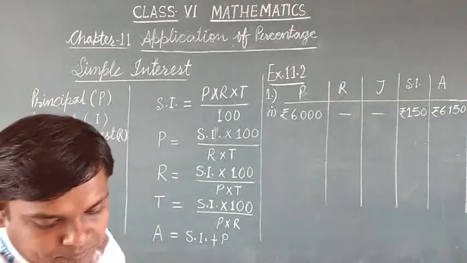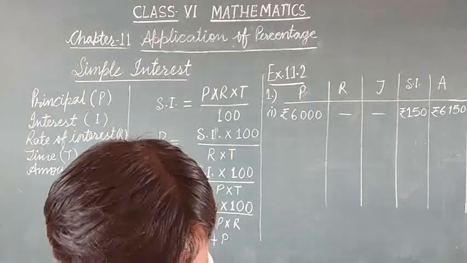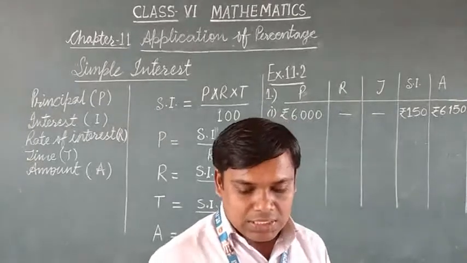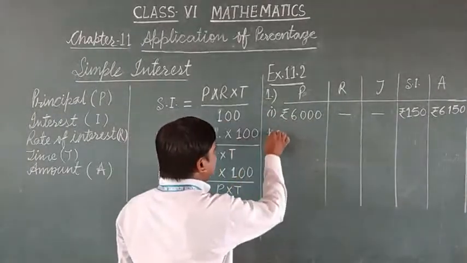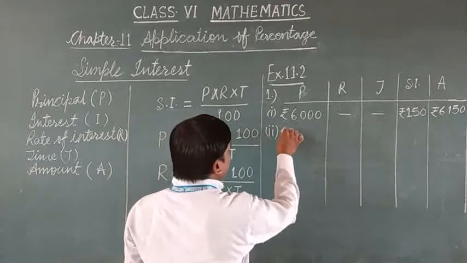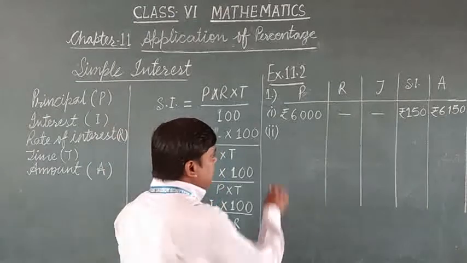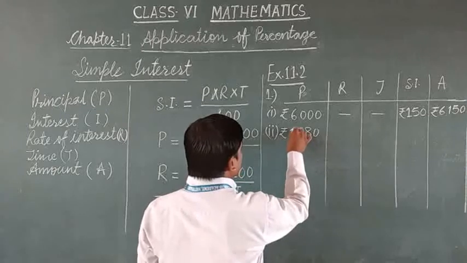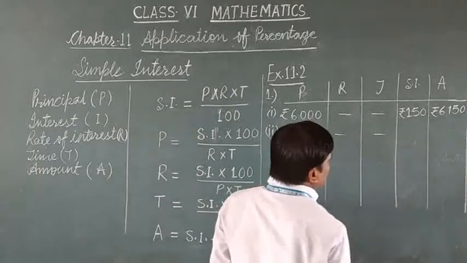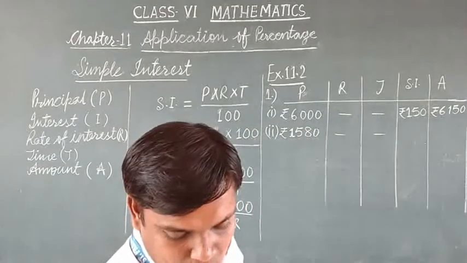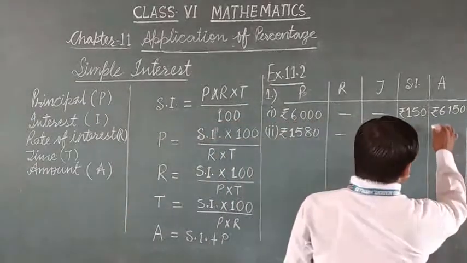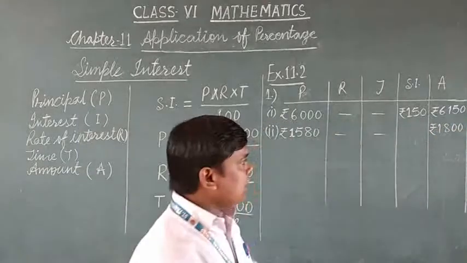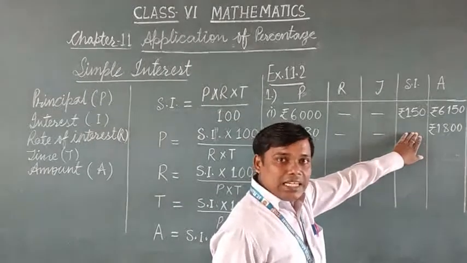Now in the second, we have principal and amount given and are asked for interest. In the second we have principal rupees 1580, and amount rupees 1800, and it is asking how much interest we have.